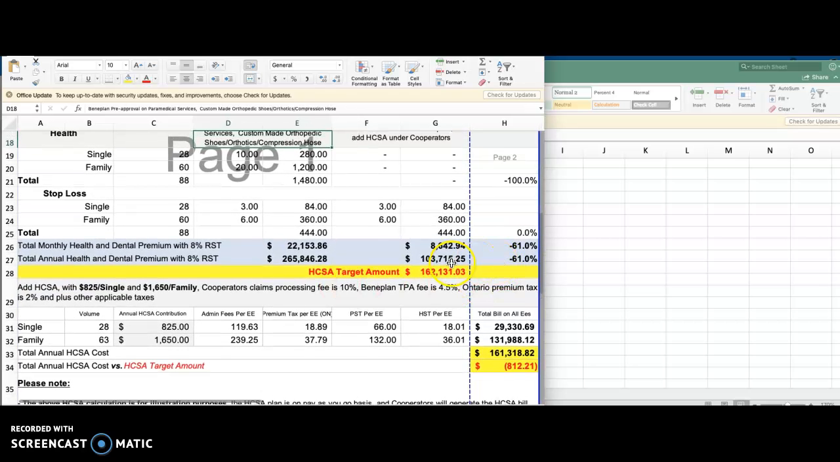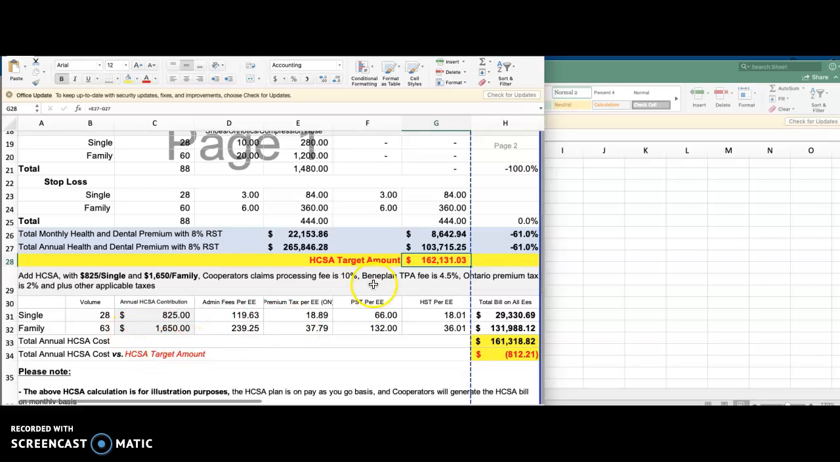So this is what they're paying now, and then this is the premium if you delete the want-based benefits. So the difference is $162,000 that we want to put into a health spending account. So you can see how we backed it out. In order to get to $162,000 after fees and taxes, it's $825 single and $1,650 family. So really, you're kind of just backing it out.